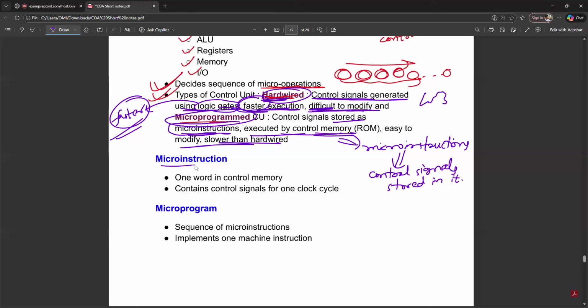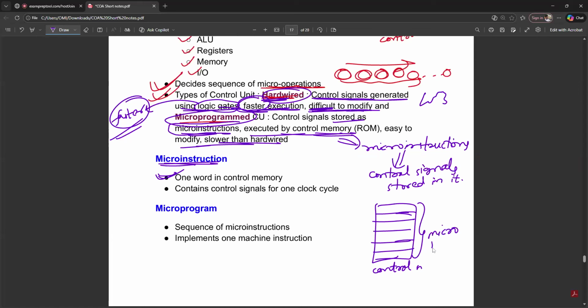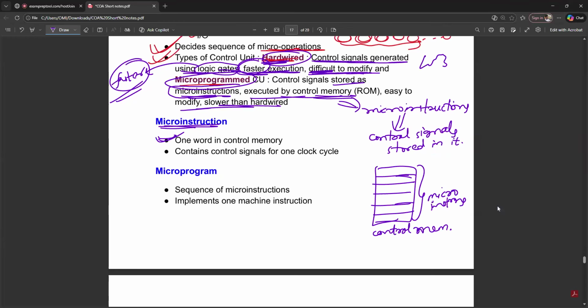See here, micro instruction. What is a micro instruction? A word in control memory, right? So there is something called control memory, and it stores the micro instructions. The control memory's job is to store the micro instruction.